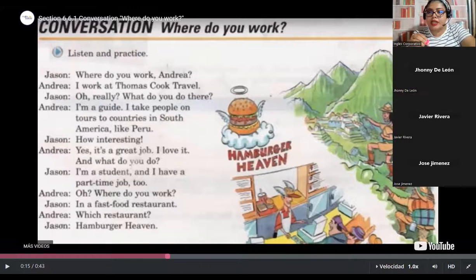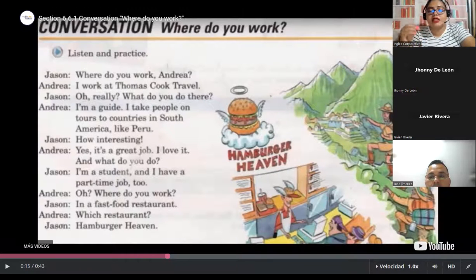Where do you work? Tenemos ahí nuestra primera pregunta. Where do you work? ¿Dónde trabajas? In this case, I'm not going to give a lot of information because I'm going to be very specific, giving that exact information. Aquí yo no necesito dar nada extra. Aquí yo voy a dar exactamente lo que necesito dar. Y la respuesta es, I work at Thomas Cook Travel. Ahí ya le decimos dónde estamos trabajando nosotros.